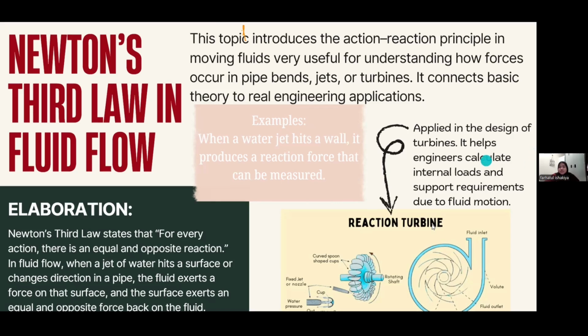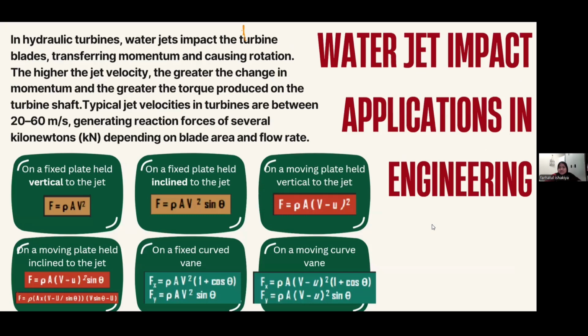Secondly, I'm going to talk about water jet impact applications in engineering. In hydraulic turbines, water jets impact the turbine blades, transferring momentum and causing rotation. The higher the jet velocity, the greater the change in momentum and the greater the torque produced on the turbine shaft. Typically, jet velocities in turbines are between 20 to 60 meters per second, generating reaction forces of several kilonewtons depending on plate area and flow rate.